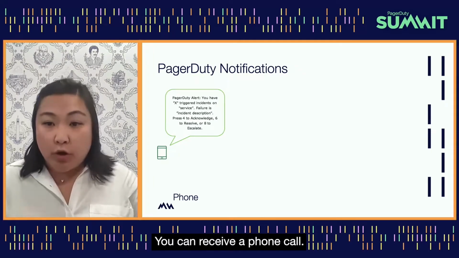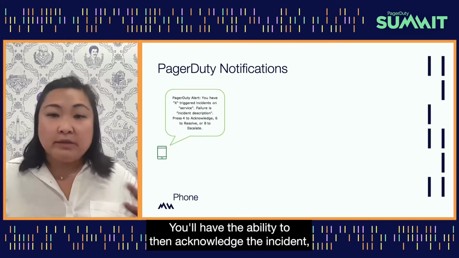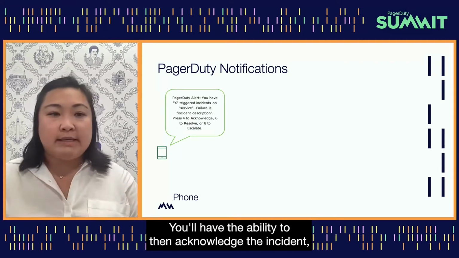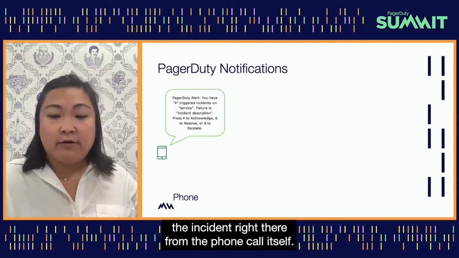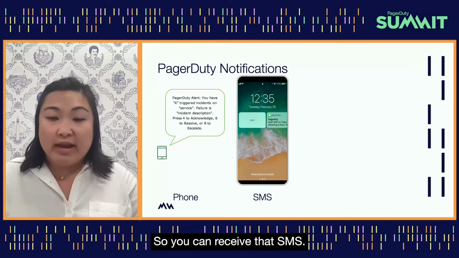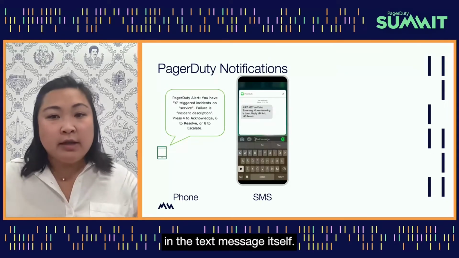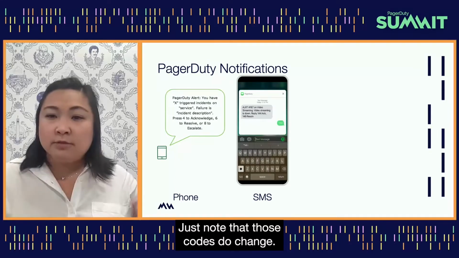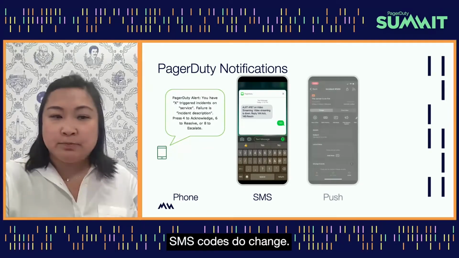You can receive a phone call. You'll get a short description of what the problem is, and you'll have the ability to acknowledge the incident, resolve the incident, or escalate the incident right there from the phone call itself. You also have SMS available to you. You'll again be able to respond to it right there in the text message itself. Just note that those codes do change. Phone call codes do not change, SMS codes do change.